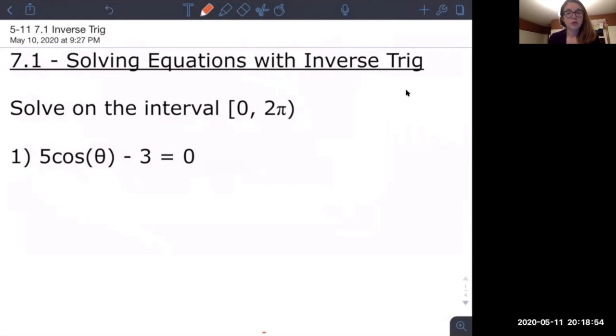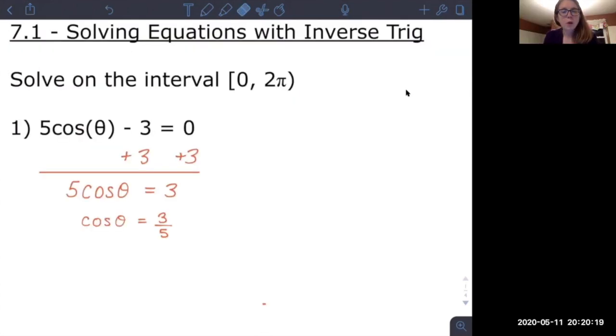At this point, you're familiar with the fact that in an equation like 5 cosine theta minus 3 equals 0, the first thing you're going to want to do is isolate the cosine theta. When we isolate cosine theta, we get 3 over 5. And that's not one of the special trig values that we're used to seeing, like root 3 over 2 or 1/2 or root 2 over 2. And what that means is that the reference angle in this situation is something other than 30, 60, or 45, or in radians, pi over 3, pi over 6, or pi over 4.